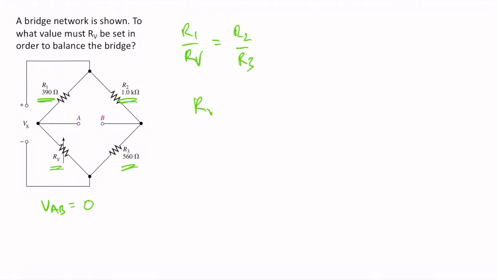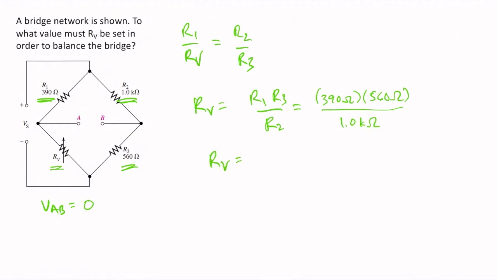Okay, immediately we can solve for RV to be equal to R1 times R3 divided by R2, and R1 is 390 ohms, R3 is 560 ohms, divided by R2, which is 1 kilo ohm, so that RV must be set at 218 ohms. So this should be 218 ohms.